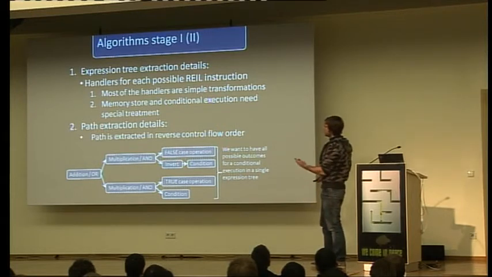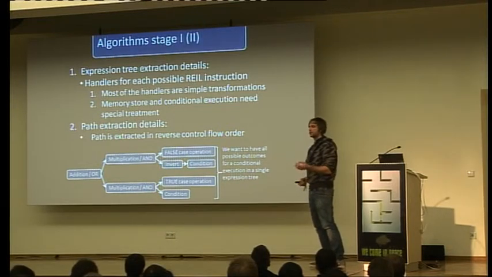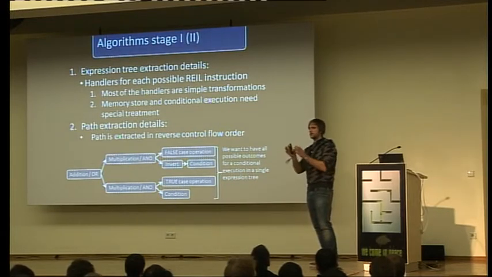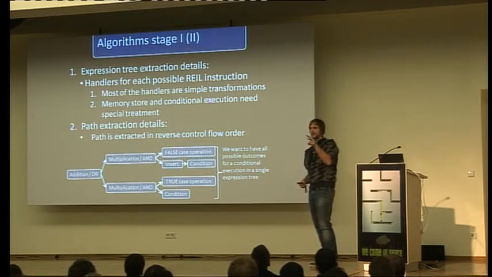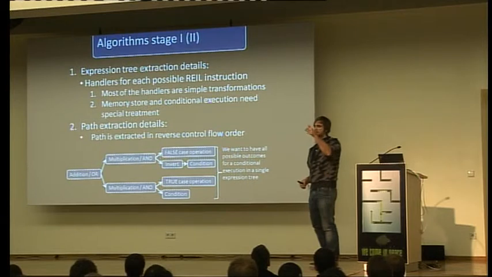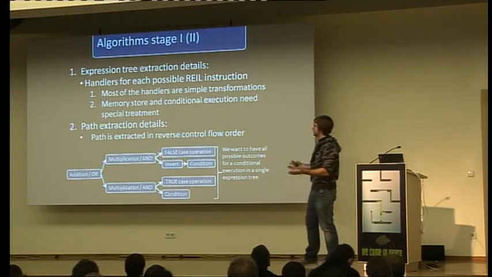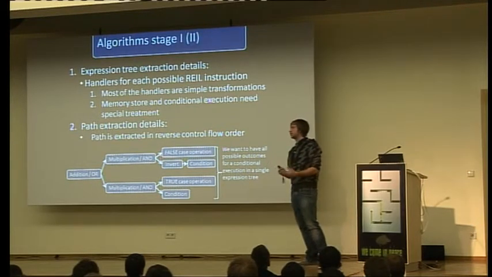So to extract the expression trees, we have handlers for all of the possible RYAL instructions. And for most of the RYAL instructions, those are very, very simple handlers. For example, you have an addition in RYAL, which only has 2 operands which it takes as input and 1 operand where it writes the result to. Then we save the expression tree under the flag of the result. Very, very simple. For all of the arithmetic functions, this is something everybody can understand quickly.